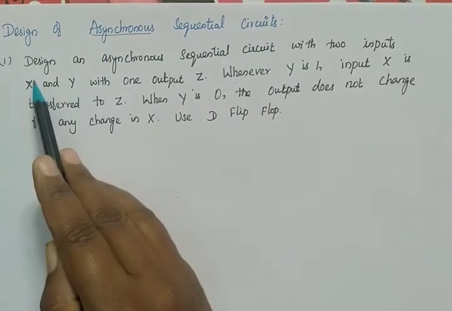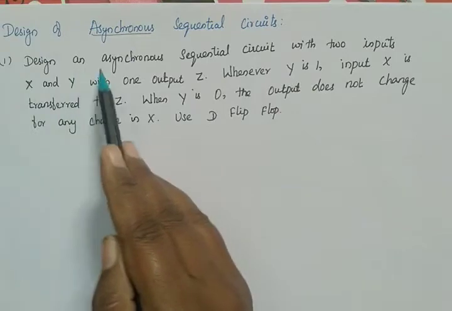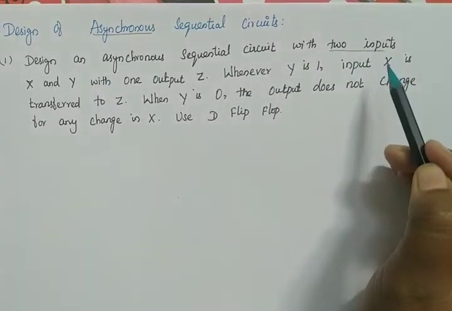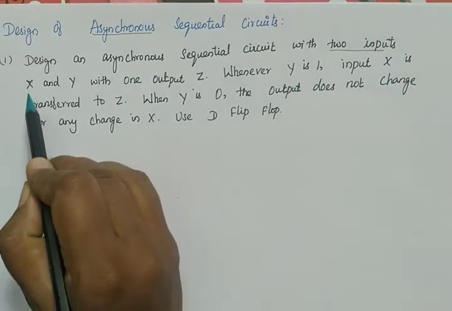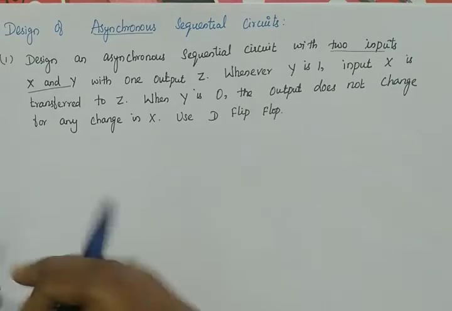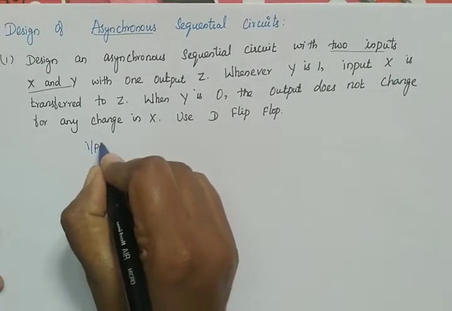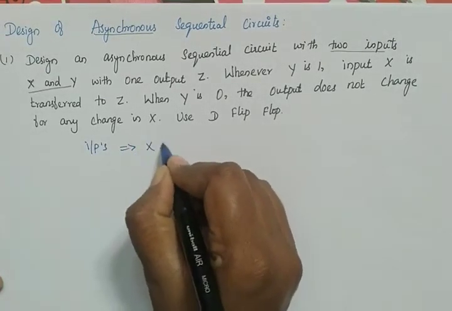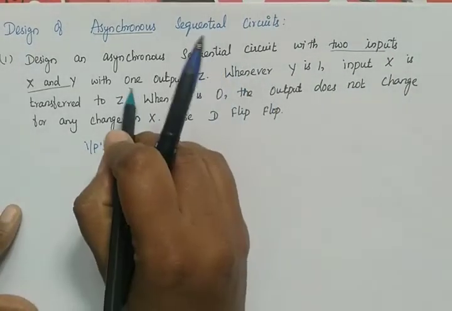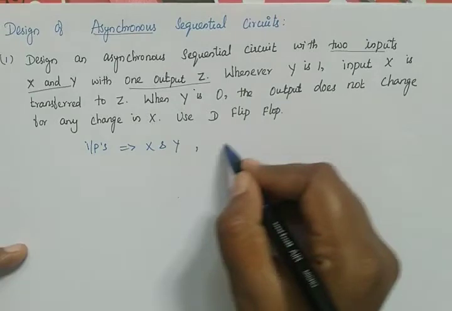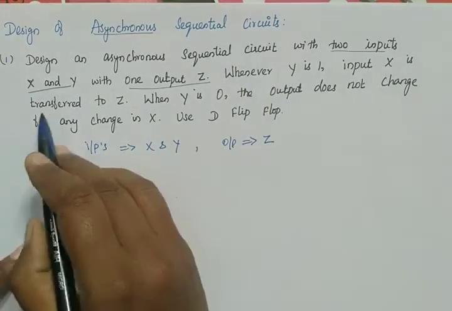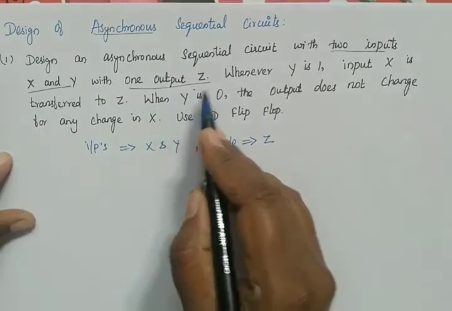Here the question will be like this: design an asynchronous sequential circuit with two inputs. So what they have given is two inputs. What are the two inputs? X and Y. The inputs are X and Y. Then the next one, which has one output. What is the output? The output is Z. So we have two inputs X and Y, with one output, that is Z.